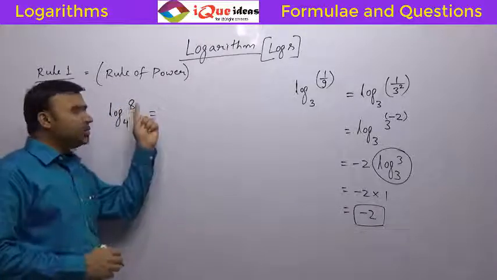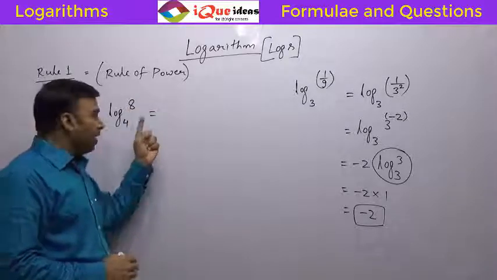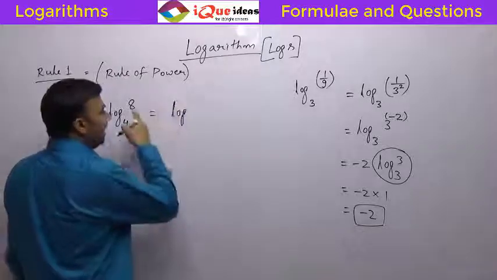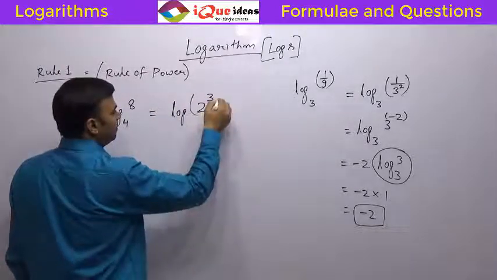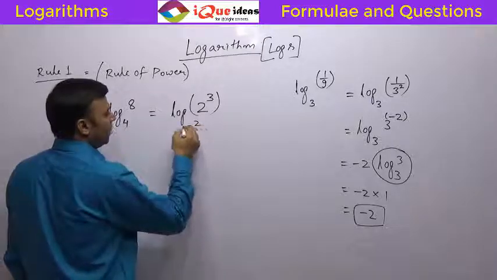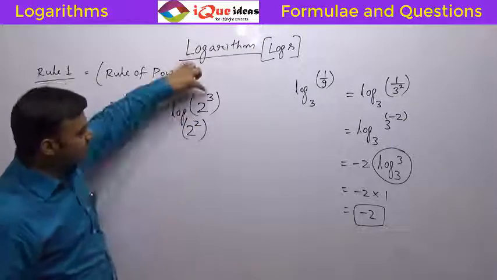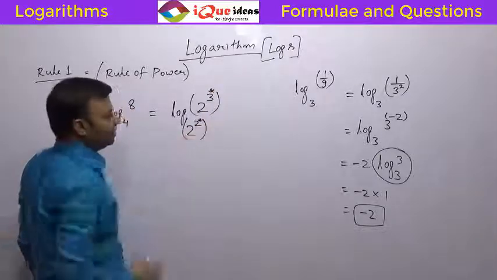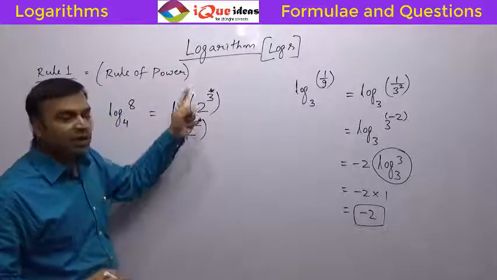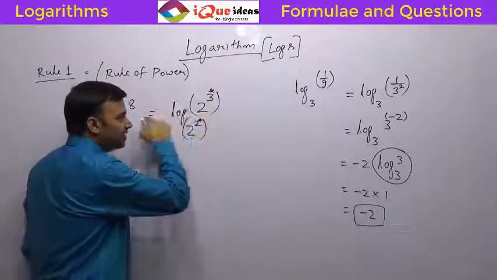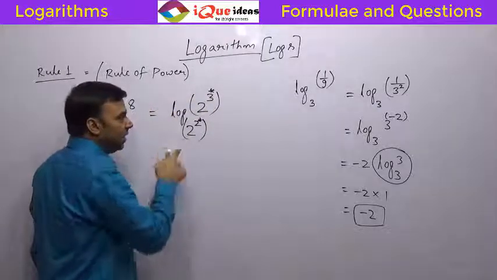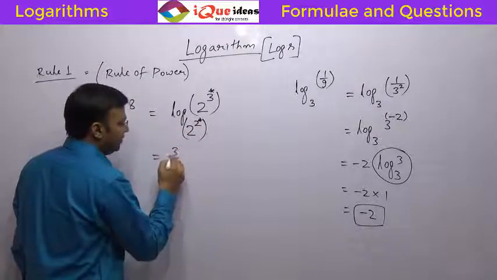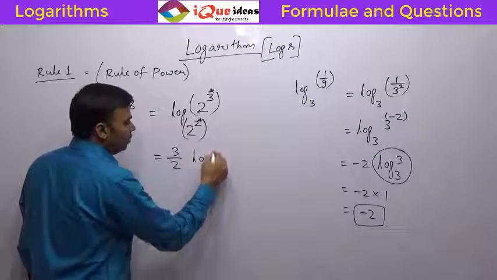Now here 8 is not the direct power of 4. But both 8 and 4 are powers of 2. So we can say log of 8 can be written as 2 to the power 3, and 4 can be written as 2 square. So what will happen? This power 3 and this power 2 will come outside. The numbers that I have put as star mark will come outside. So this 3 comes outside in numerator because it is in number, and this 2, because it is in base, will come outside in denominator. So we will have 3 by 2 log 2 to the base 2.